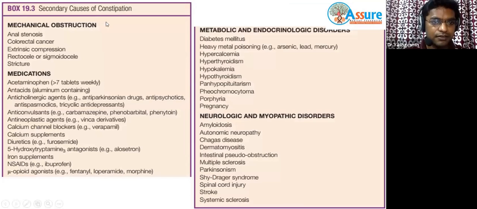So these are secondary causes of constipation, and you have mechanical and medication causes. In medication, you should know CCBs and calcium supplements. Both will cause constipation. Acetaminophen will cause it, and a lot of other drugs cause constipation by acting on the motility of the gut. We'll discuss if you feel anything is significant in this, but otherwise I don't think there is anything more you should know in this table.